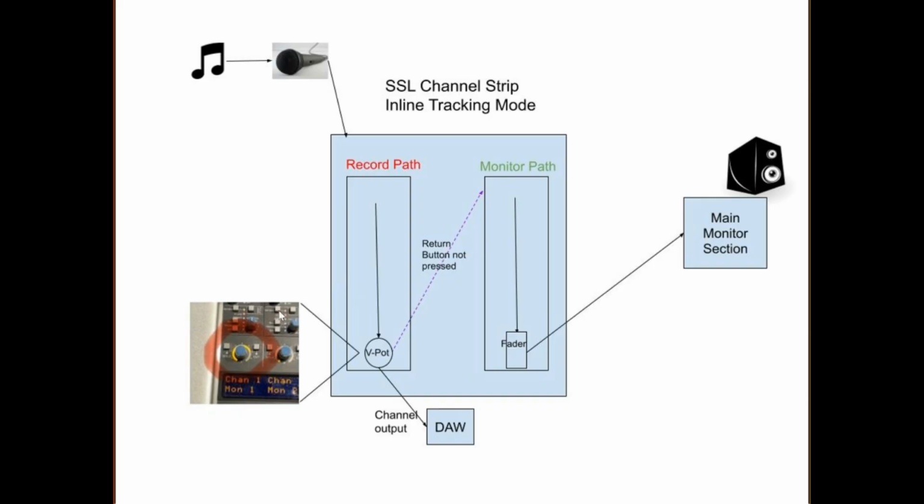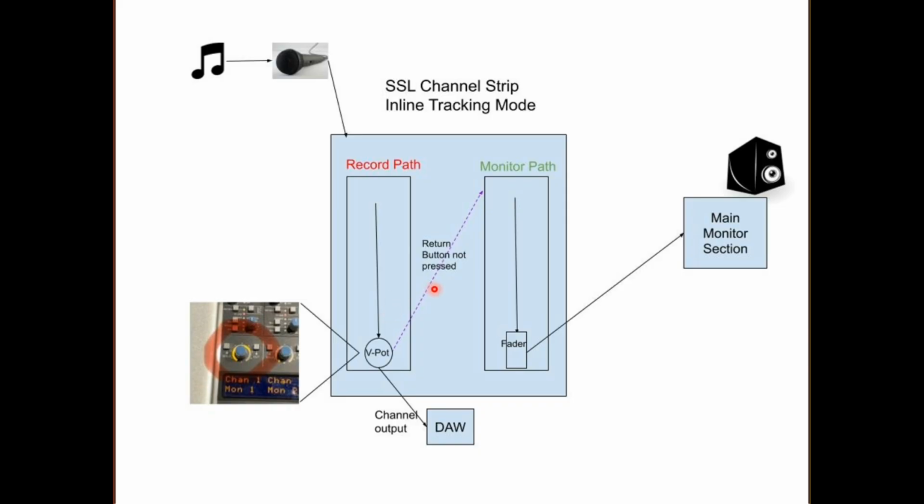When the button is not pressed, input signal flows down the record path of the channel and out to 2 places: the DAW and the monitor path of your channel. You use the little V pot on the channel to control the level you're sending to both of these destinations. Take note, if you don't turn this little V pot up, you're not going to get anything in your DAW, and you're not going to get anything to the monitor path, and you won't hear anything.